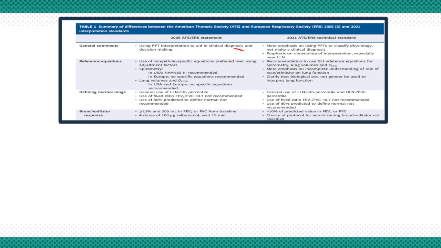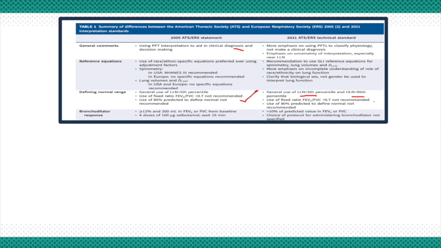Also, the normal range has changed. Earlier there was general use of the lower limit of normal, 5th percentile, but also a fixed ratio of less than 70% and less than 80%. We have changed that, and now we would still use the lower limit of normal, 5th percentile, and upper limit of normal, 95th. We will not use a fixed ratio to define normalcy.